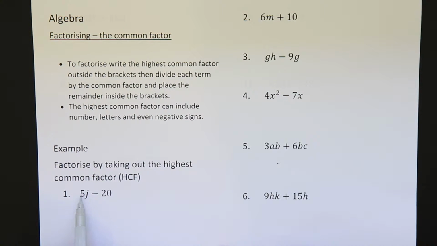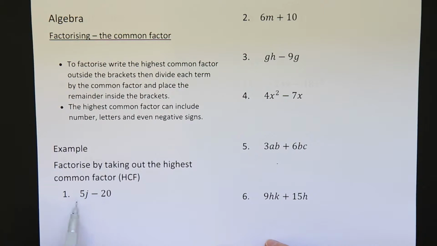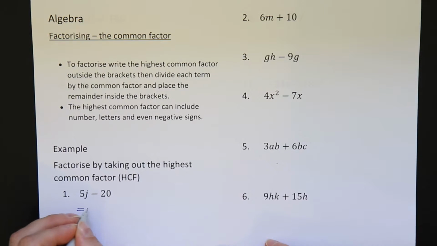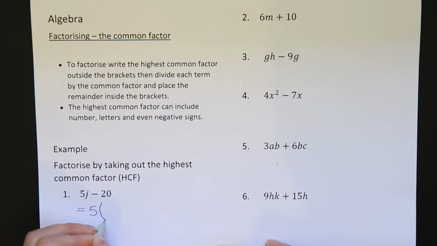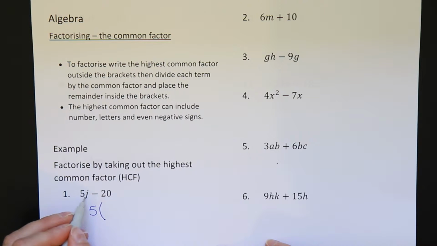So I have two terms here, 5j minus 20. I want to look for the highest number or letter or both that I can divide that by. 5 and 20 can both be divided by 5. That is the highest number I can divide them by. So 5 would go out the front. There's no letters or things in common in either of those terms, so 5 is the only factor that I have for this question. So then I'm going to open my bracket and I'm going to divide each term by the 5.